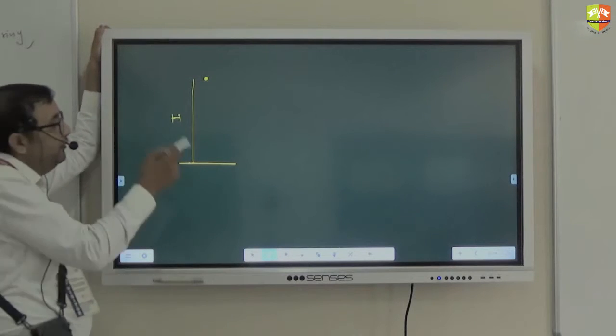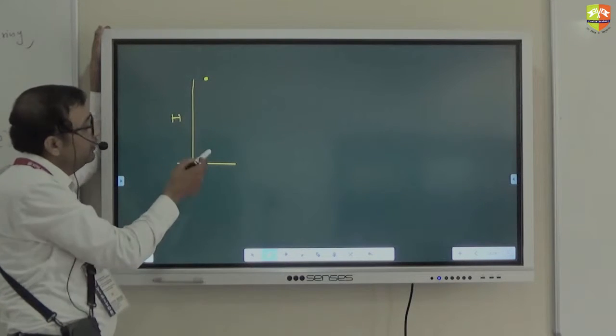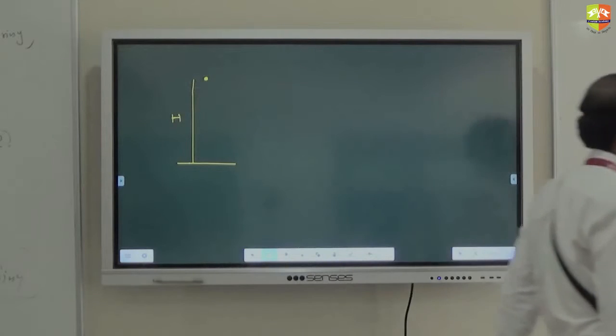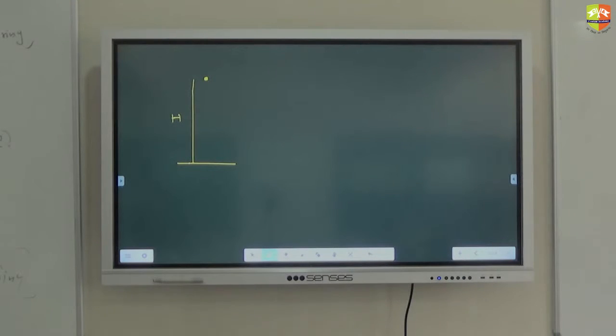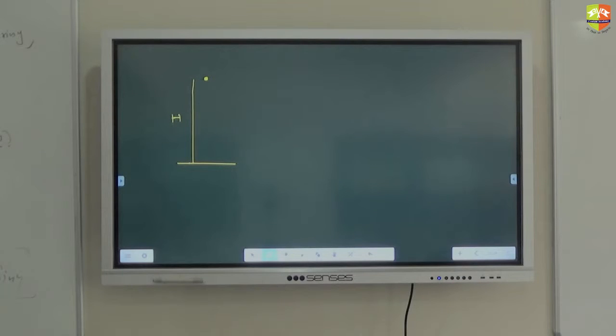Assume that when I say there is a tower, it will not be in the air, it is on the earth only. You need to find out when it will reach the ground. g is g. In terms of g and h, what is the answer? Don't substitute a value for g. Root 2h by g?